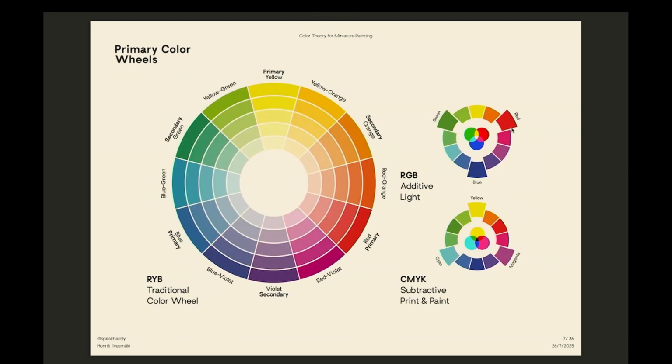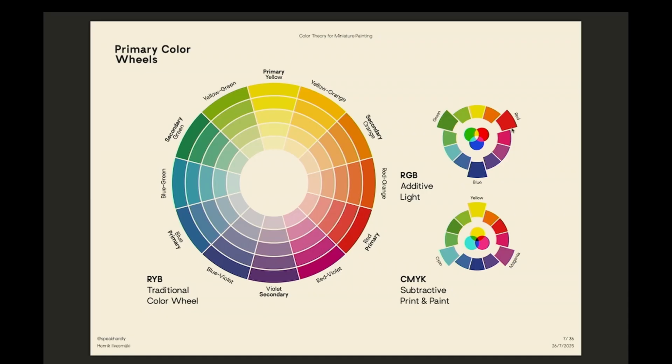So, you might have seen these before. These are the 3 primary color wheels. On the left, you have the traditional RYB color wheel. So here you have yellow at the top, you have red on the bottom right, and then you have blue on the bottom left. Basically, the idea is that if you take red and blue and mix them together, you'll get violet. That's your secondary color.